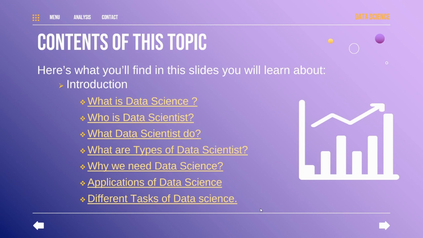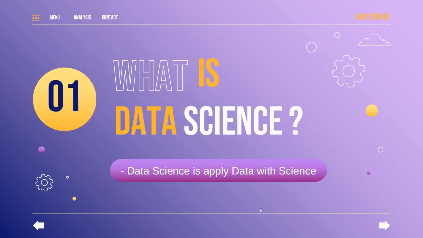The contents of the topic are: what is data science, who is a data scientist, what data scientists do, what are the types of data scientists, why we need data science, applications of data science, and different tasks of data science. Coming to the first major subtopic, what is data science?